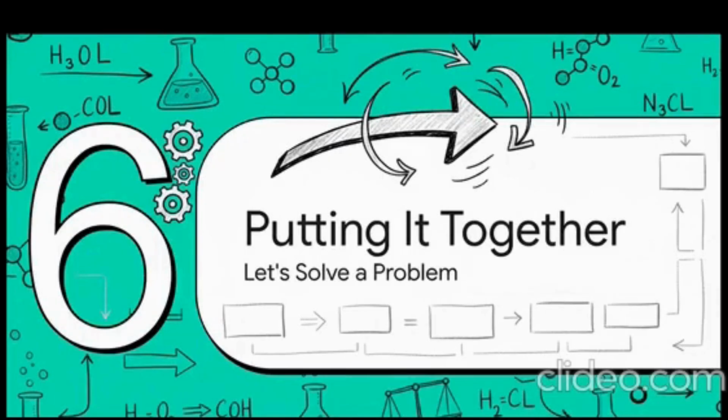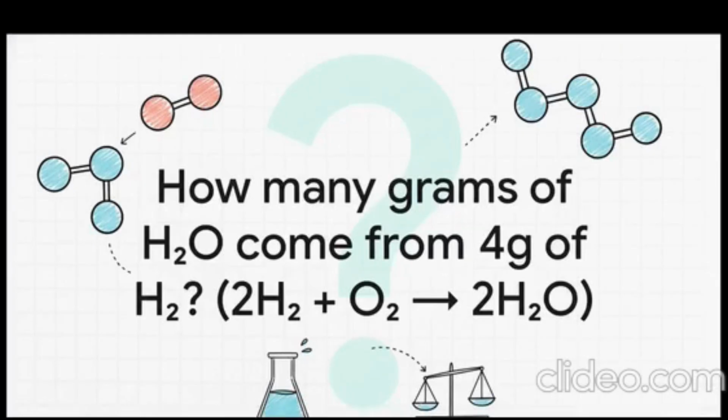All right, we have covered all the theory, the rules, and the real-world curveballs. I think it's time we put all of this awesome knowledge together and actually walk through a problem from start to finish. So, here is our challenge. We're going to make some water. The question is, if we start with exactly 4 grams of hydrogen gas, how many grams of water can we possibly make? And we've got our trusty balanced recipe right there to guide us.